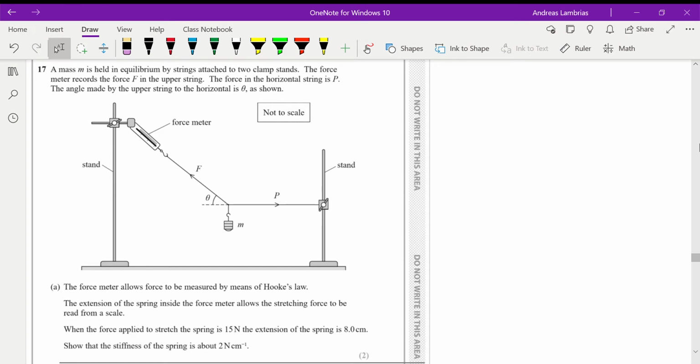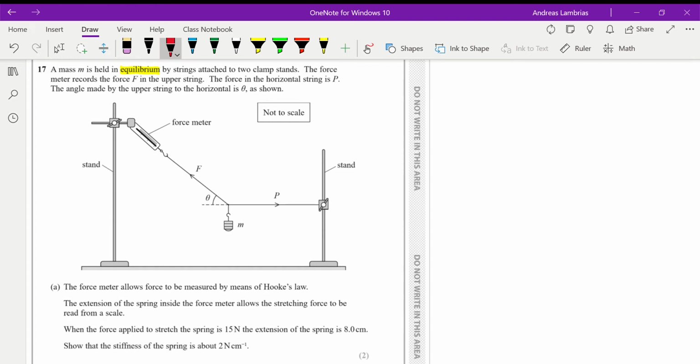Okay, so we have a question with a mass that is held in equilibrium by springs, as you can see on the diagram. Please pause this video to read the question. The fact that it says it's in equilibrium means all the forces are balanced and the object is not moving. So for the first part of the question, we need to use Hooke's law.